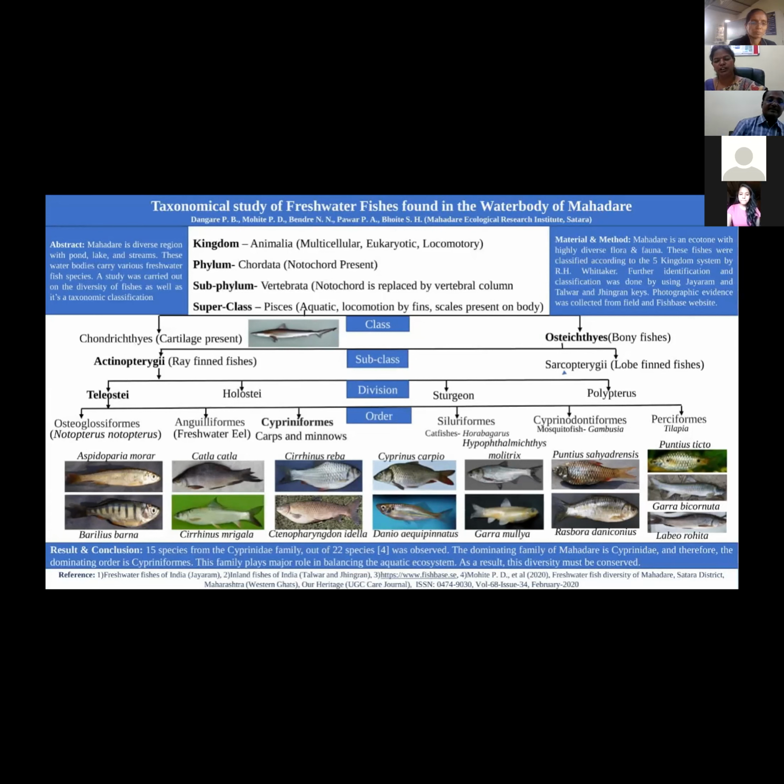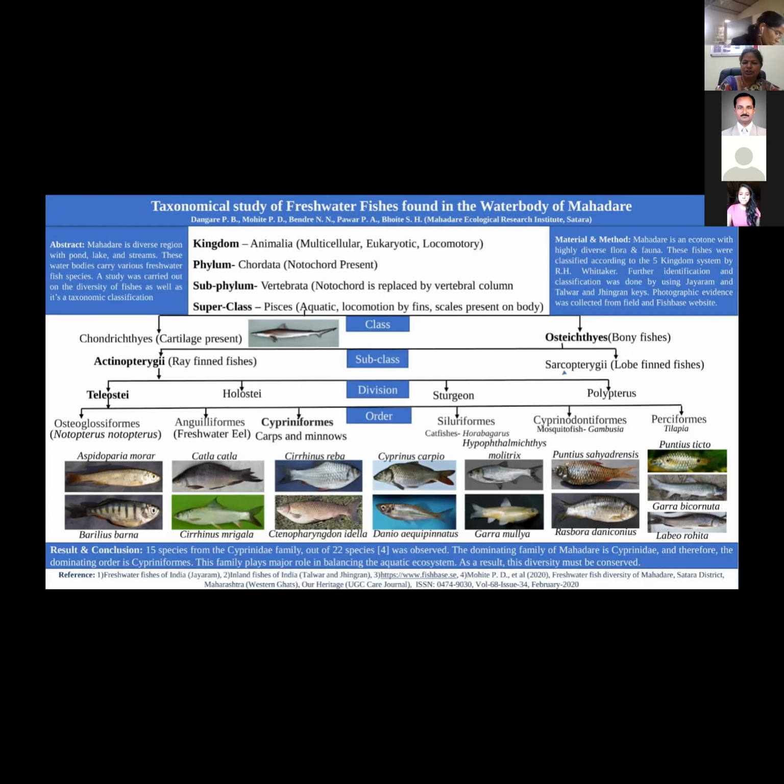Okay, madam. Don't take the photograph from the internet. Okay, ma'am. If you are claiming that we have collected, we have done, and previously anybody has done the biodiversity or the taxonomical study in that area, in that water body, Mahadare. Yes, my mentor. Yes. Already. Who has done? My mentor, Pradnya Mohite. Pradnya Mohite has already done.